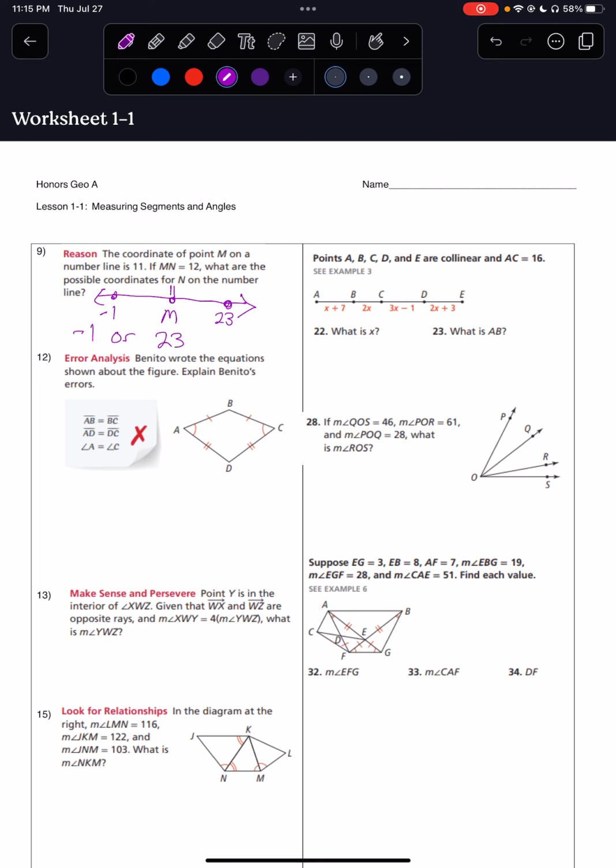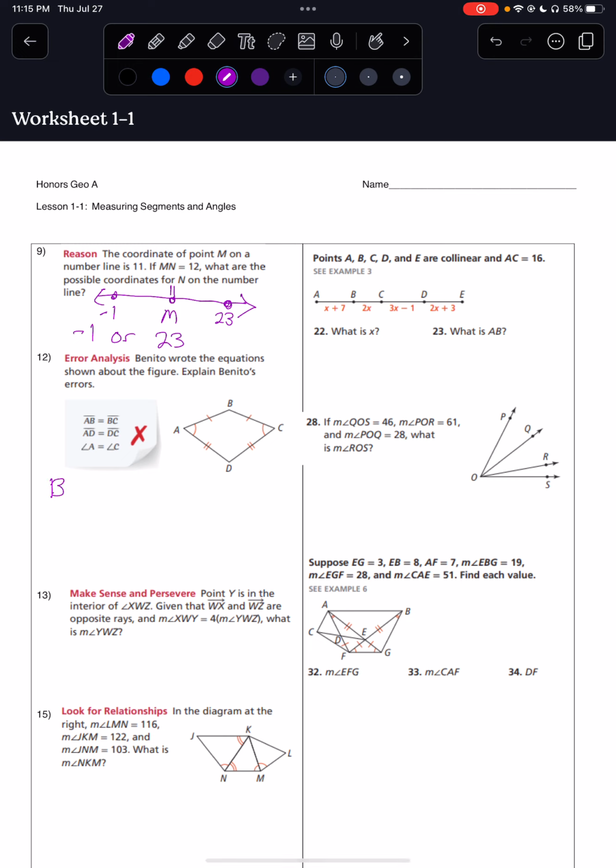Number 12, Benito wrote the equations shown about the figure. Explain Benito's errors. So Benito says that segment AB is equal to segment BC, segment AD is equal to segment DC, and angle A is equal to angle C. However, in geometry, we don't like saying that figures are equal to each other. When we're talking about lines or angles or some kind of picture, we need to use a congruency symbol instead.